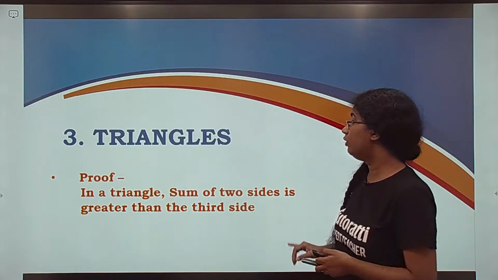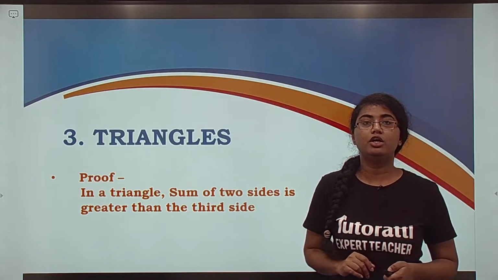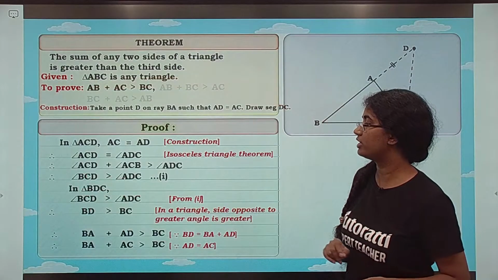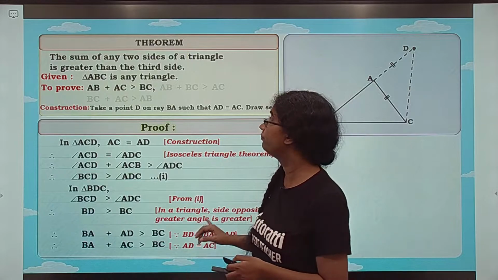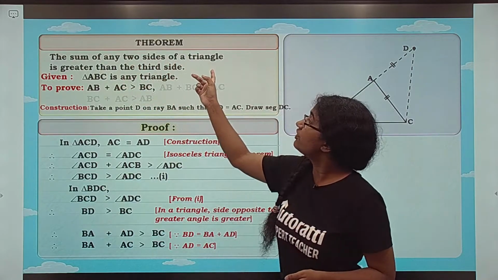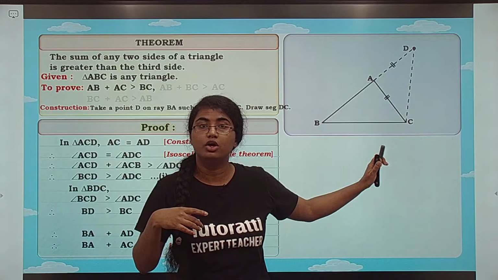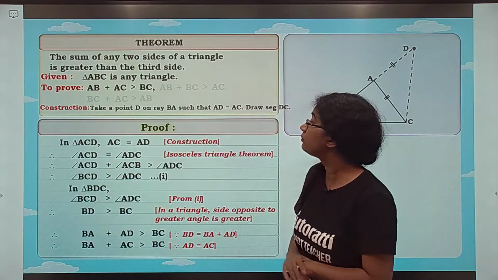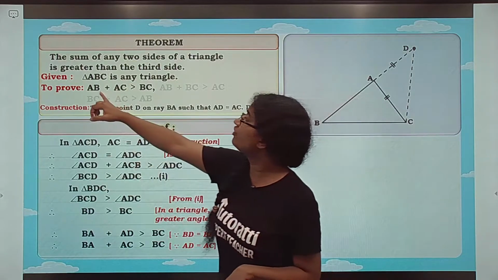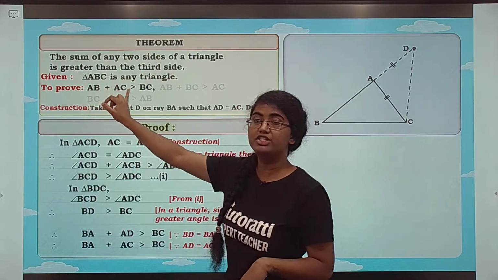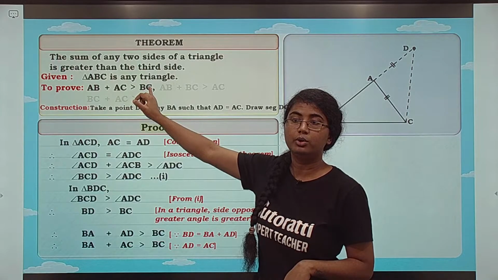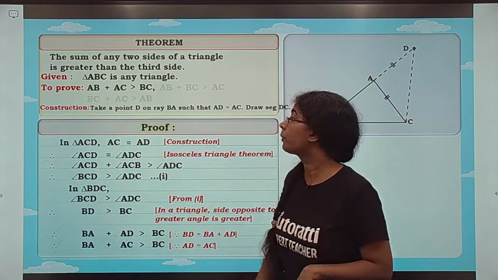Alright. Now, sum of two sides is greater than the third side. Okay? Sum of any two sides of a triangle is greater than the third one. So draw any triangle which is scalene in nature. Now, what do you see in here? What do we have to prove? Addition of any two sides is greater than the third one.